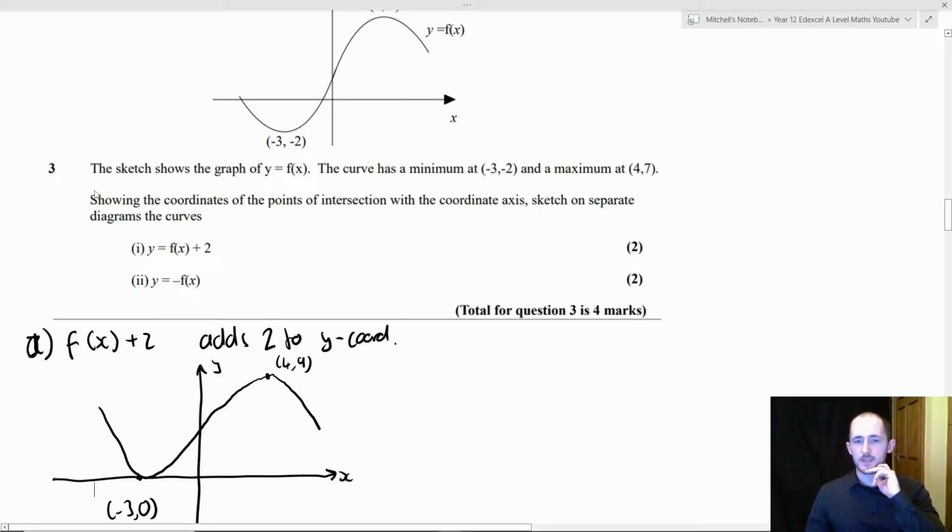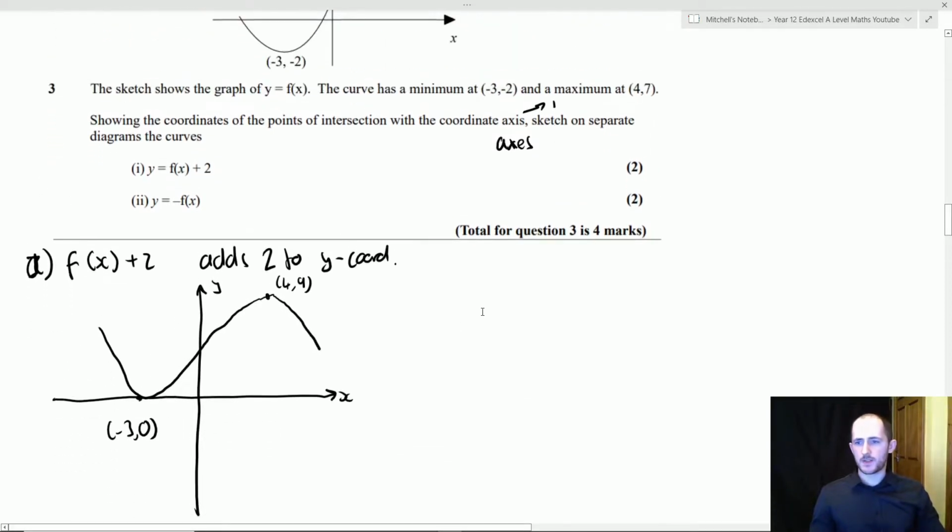Okay, so if you notice in the actual question, just in case you're wondering why I'm not putting the y-intercept, we don't have it. And we can't really work it out. You can work it out, but it says the intersection with the coordinate axis. Right, axis is 1, axes would be both. So it's only the ones that actually cross. Okay. And for part 2, we can probably just leave it like this.